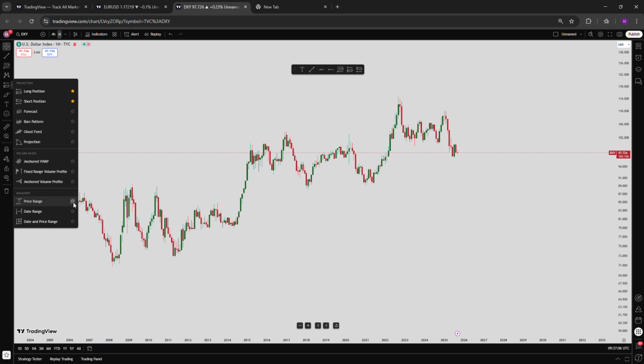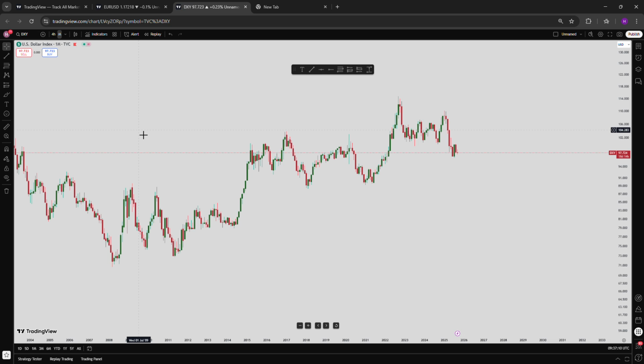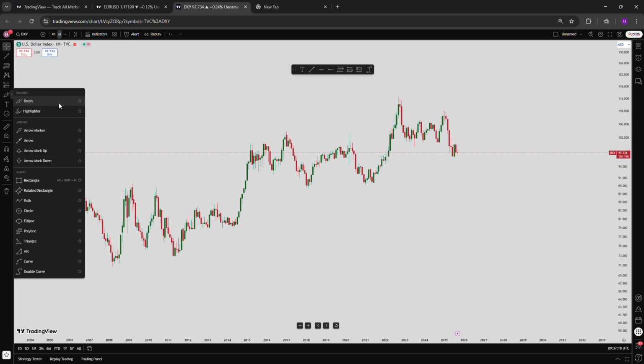And I make use of price range sometimes when I want to calculate the amount of pips from a particular point A to a point B. Yes, I make use of price range sometimes. What else? I make use of the rectangle tool. So this is the rectangle tool I was talking about for the support and resistance.